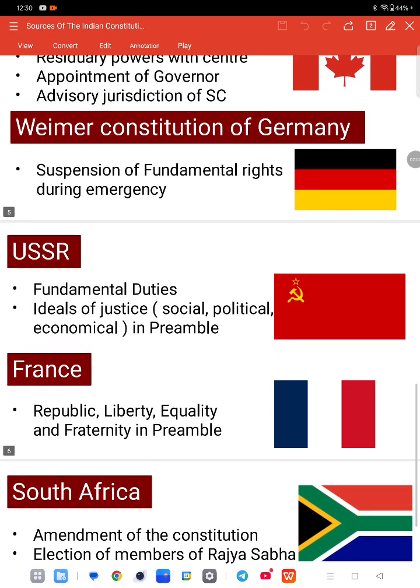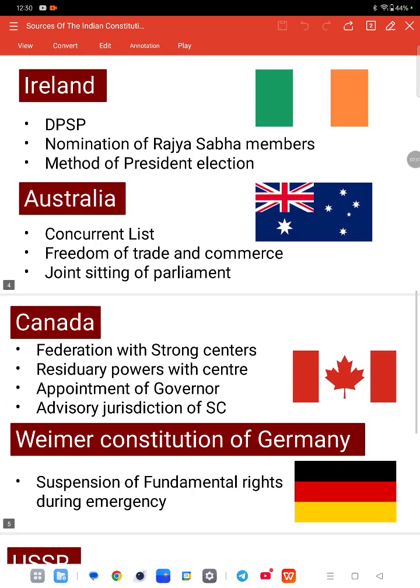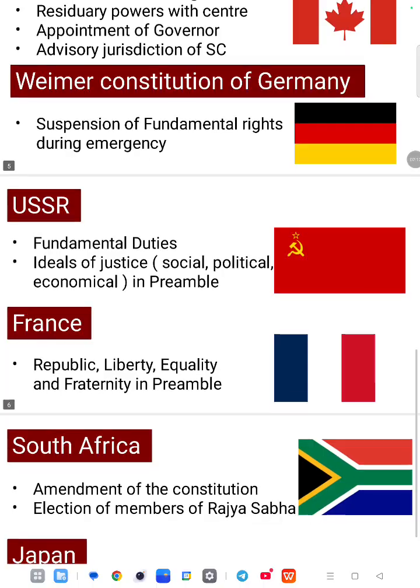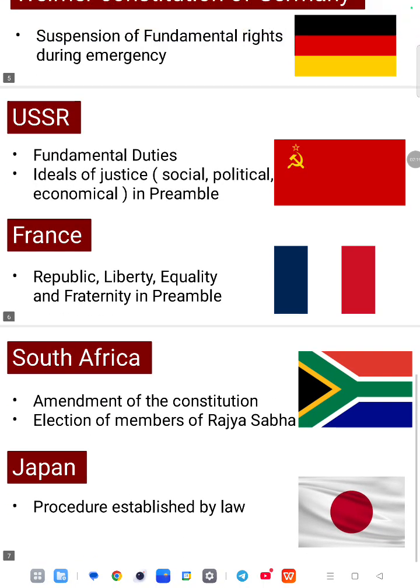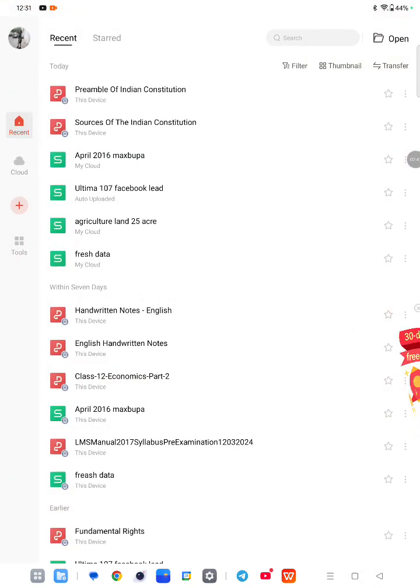From Germany, we took the fundamental rights during emergency. So basically, fundamental rights we took from the USA, but fundamental rights during emergency we took from Germany. From the USSR, we took fundamental duties as well as justice, social, political, economic, and preamble. From France, we took republic, liberty, equality, fraternity, and preamble. From South Africa, we took amendment of the constitution and election of members of the Rajya Sabha. From Japan, we took procedure established by law. So these are all the things which were taken over.